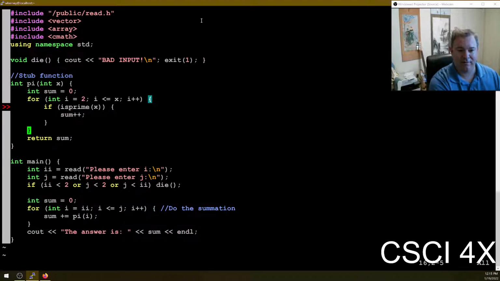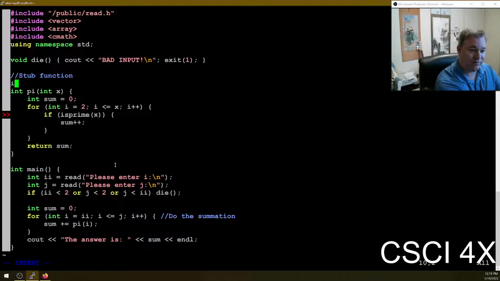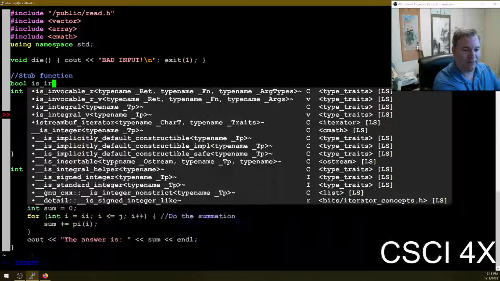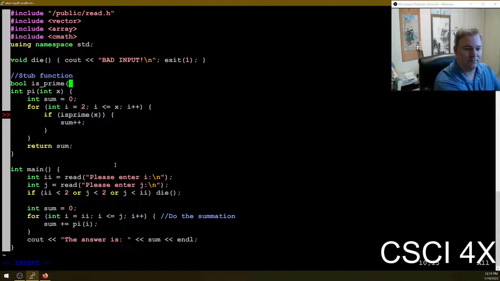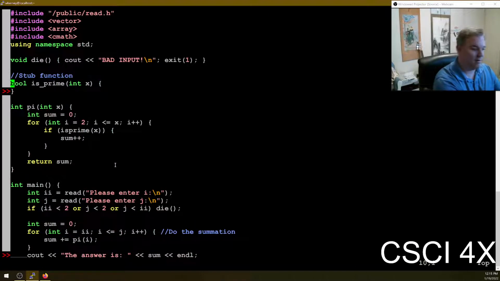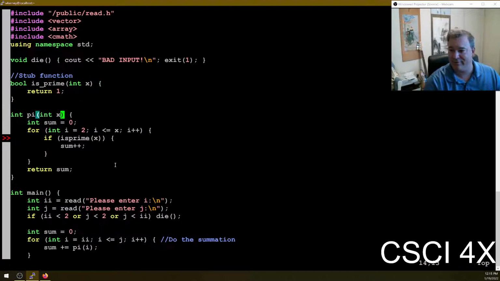And so this is the next level down. The prime counting function is just going to count how many primes there are less than or equal to x. And there is no is prime function yet, right? That's why it's flagging it. So I need to stub that one out. This is not a stub anymore, but let's make a new stub. Bool is prime x, and we'll just say yes, everything is prime.